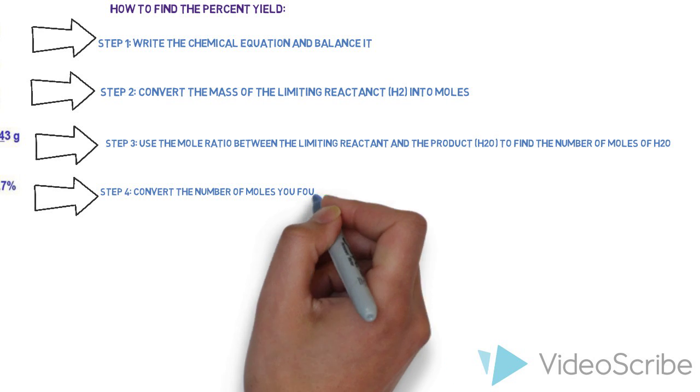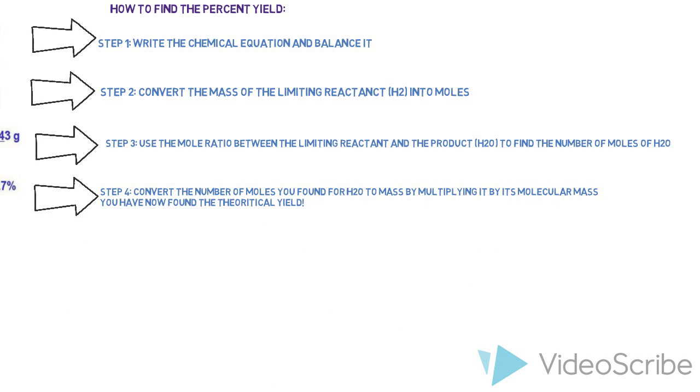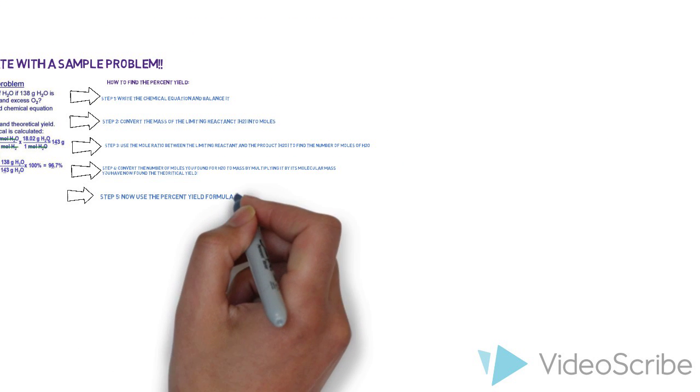Then you use the percent yield formula by dividing the actual yield, which is given for H2O, by the theoretical yield that we found. Then you multiply it by 100.